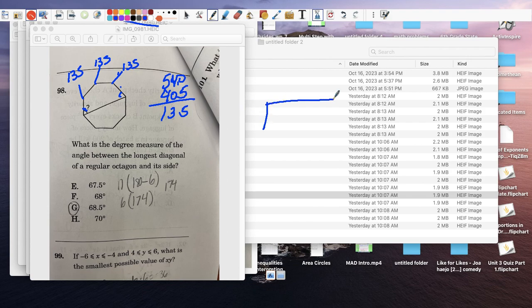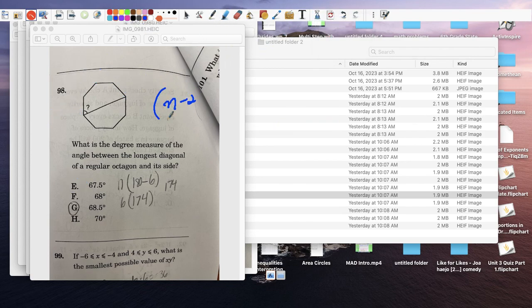Now the longest angle, right? Think of a rectangle. The longest diagonal here cuts this into 2 equal angles, right? So that is half. Right, so this was 135. If you divide that by 2, you get 67.5, and obviously this one was also cut in half, which means it's 67.5, and that's how you get E. I think the key to that question was knowing this. Sorry, 180.